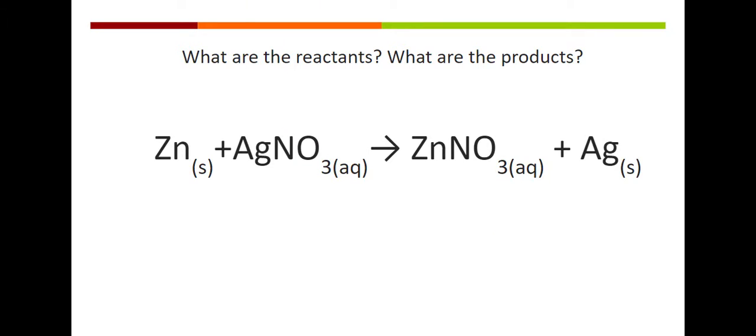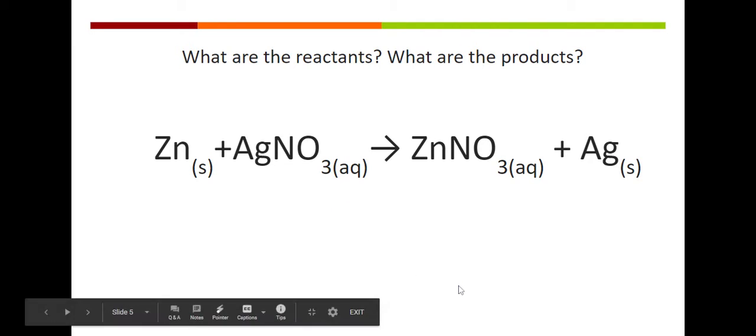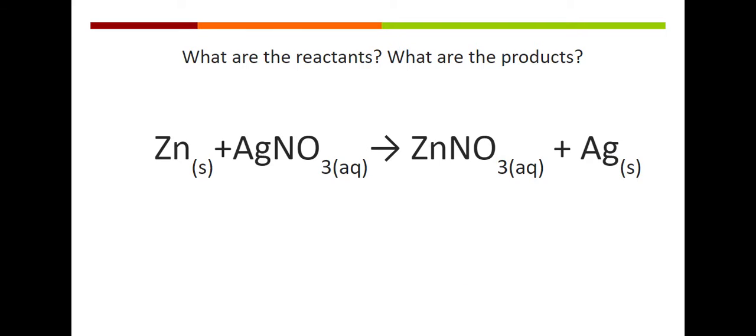Okay, so can anybody tell me, based off of what we learned just now, what are the reactants and what are the products in this particular formula? Let's start with where the reactants are.